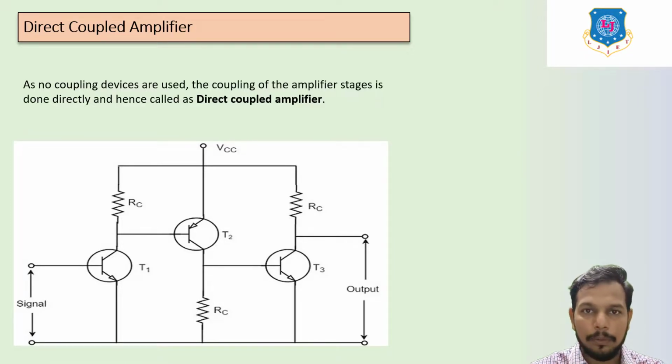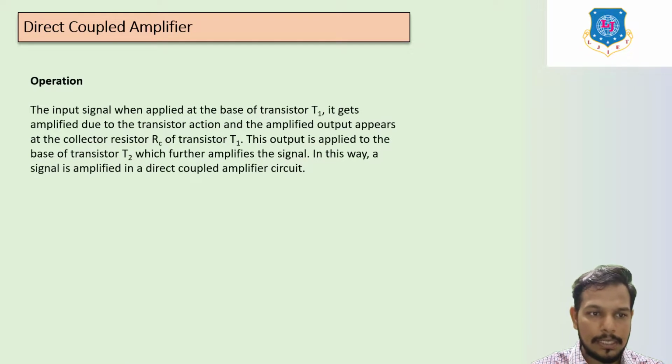The same operation which we discussed earlier for the RC coupling amplifier applies. Here you can see the input signal, when applied at the base of transistor T1, gets amplified due to transistor action, and the amplified output appears at the collector resistor RC of transistor T1. So basically this is a modified version of the RC coupled amplifier, where we are removing the resistor and capacitor from that particular RC coupling amplifier.